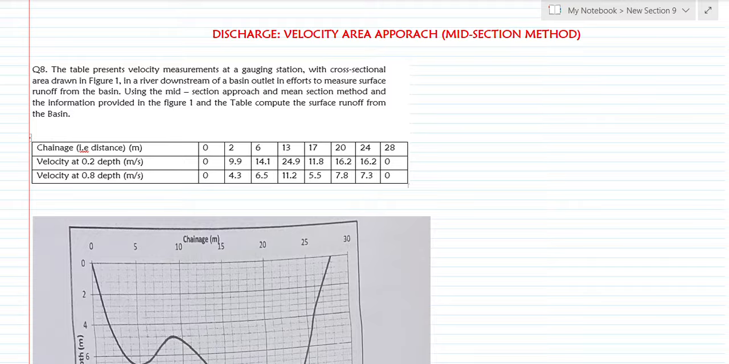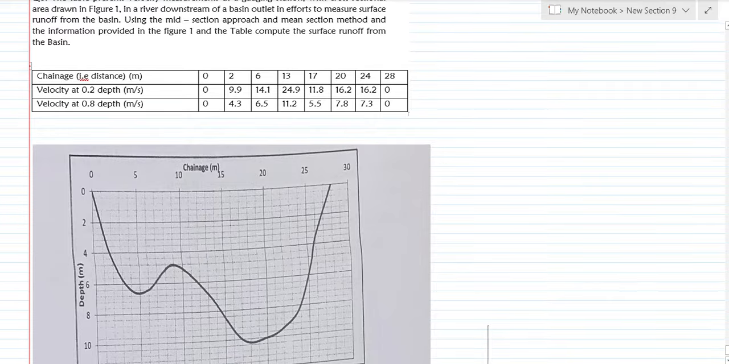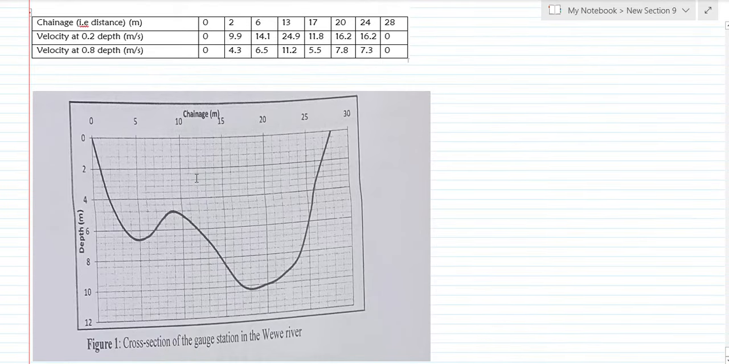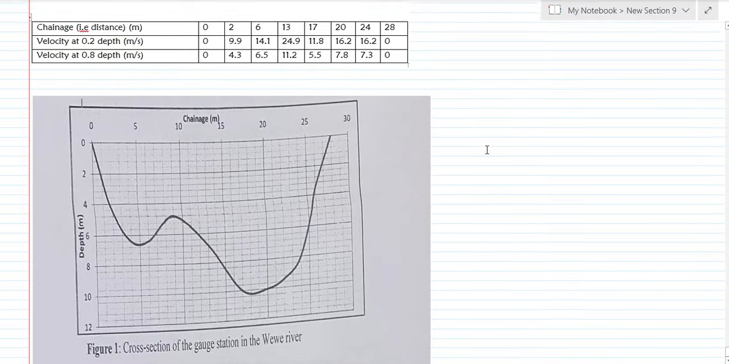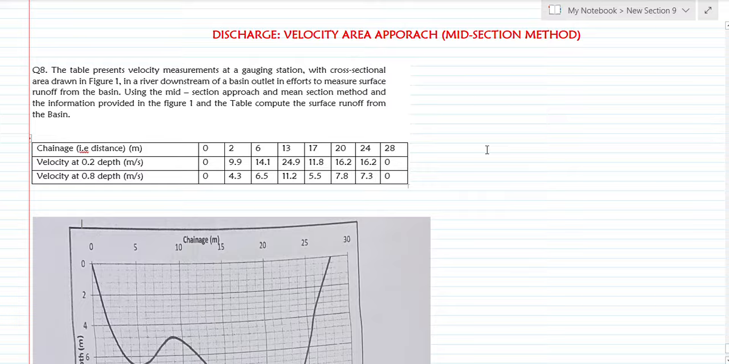So we want to go into this question and see how we go about it. The table presents velocity measurement at a gauging station with cross-sectional area drawn in figure 1. So this is the cross-sectional area of the water body that we are working with.